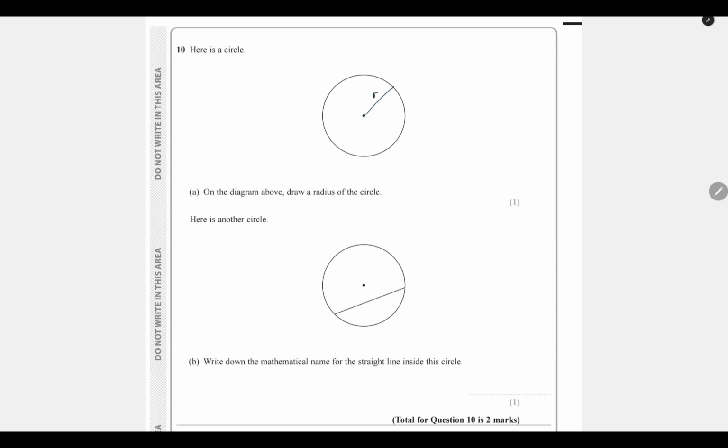Part B says, write down the mathematical name for the straight line inside the circle. So any line that touches 2 points on the circle that does not go through the center is known as a chord.